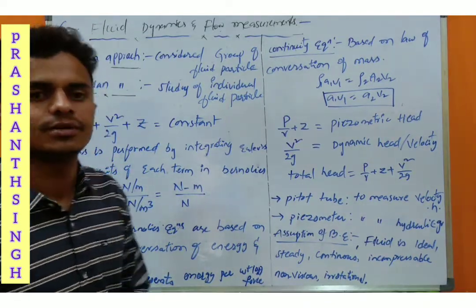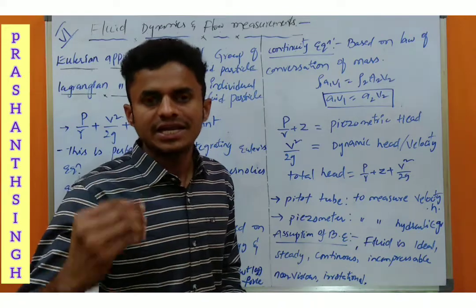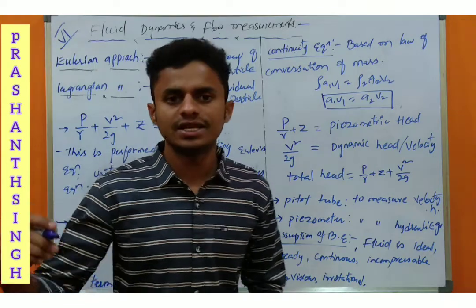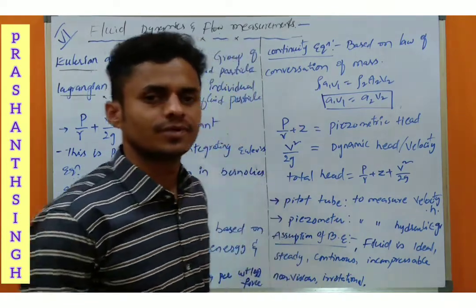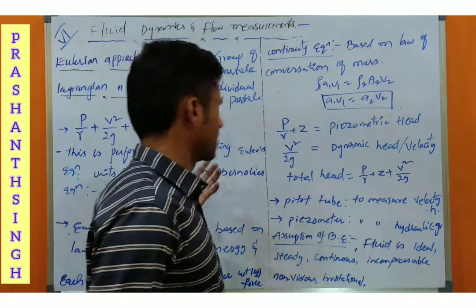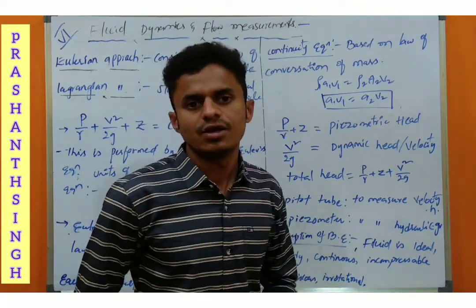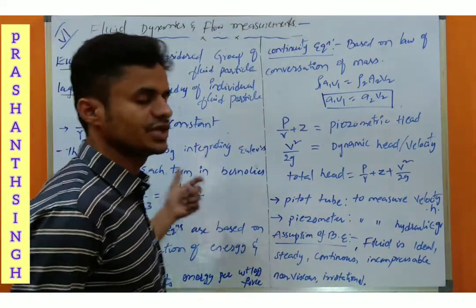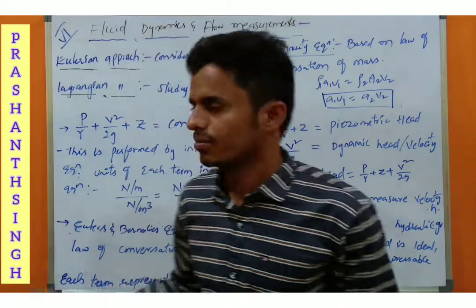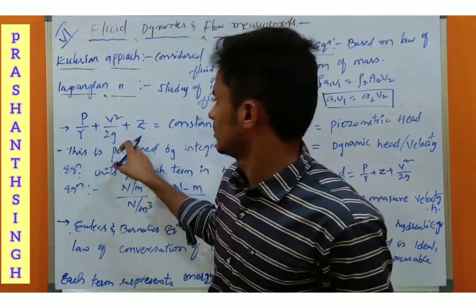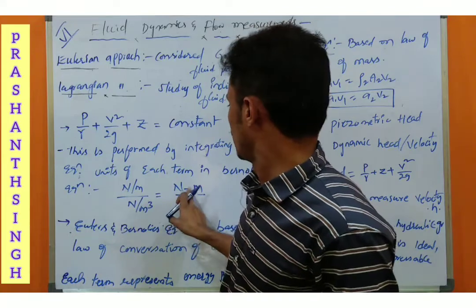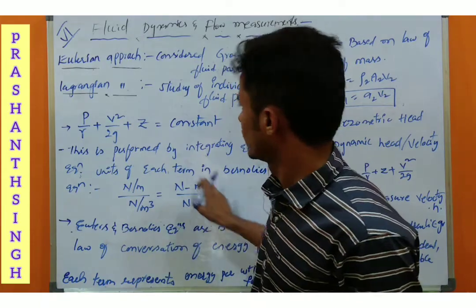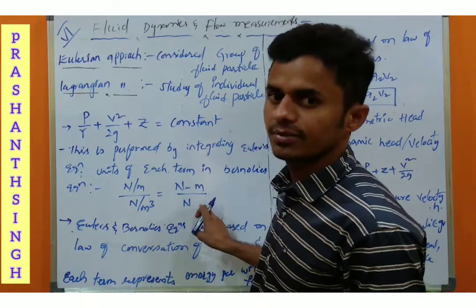This Bernoulli's equation, you will get from integrating the Euler's equation. So we have the Euler's equation, and by integrating that equation, we will get the Bernoulli's equation. The total derivation part is not important for us. The final result is required, and the units of each term in the Bernoulli's equation. By doing the units of the total equation, we finally get Newton meter by Newton. This is the unit for the total Bernoulli's equation.